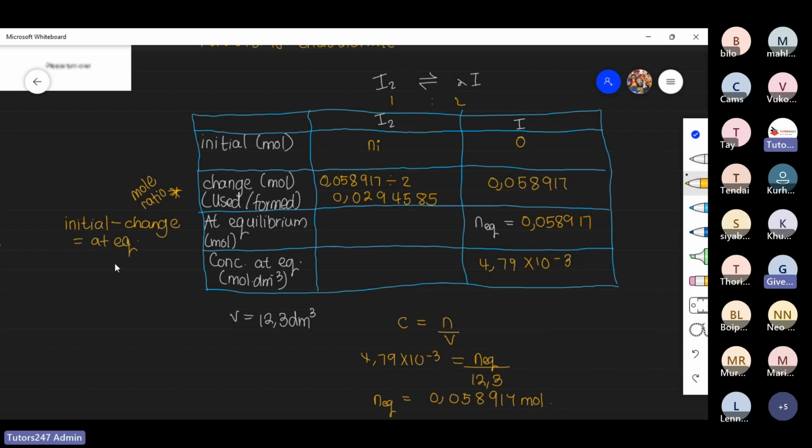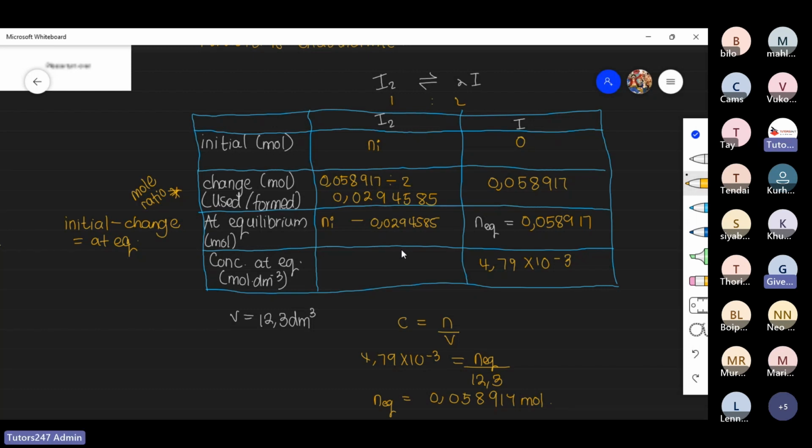So if ever you want to calculate at equilibrium, it's always going to be initial minus change, and that will give you at equilibrium. So our initial is n initial minus our change, which is 0.0294585. So that is our at equilibrium. Because we don't know the initial, we just leave it in that form, okay?